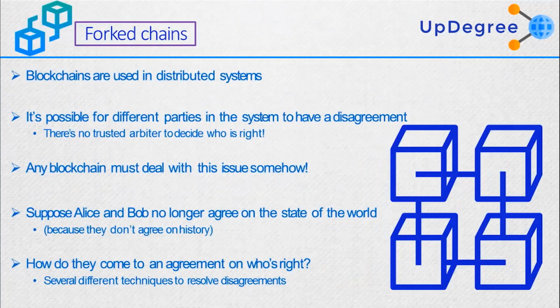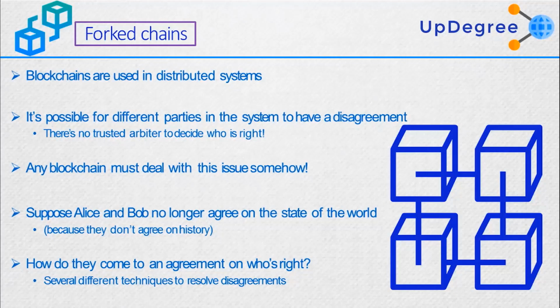What are forks? Blockchains are used in distributed systems. So you understand, right? Actually, distributed ledger is how it started. Blockchains are a kind of distributed system, so it is possible for different parties in the system to have a disagreement. That's how it is, right?